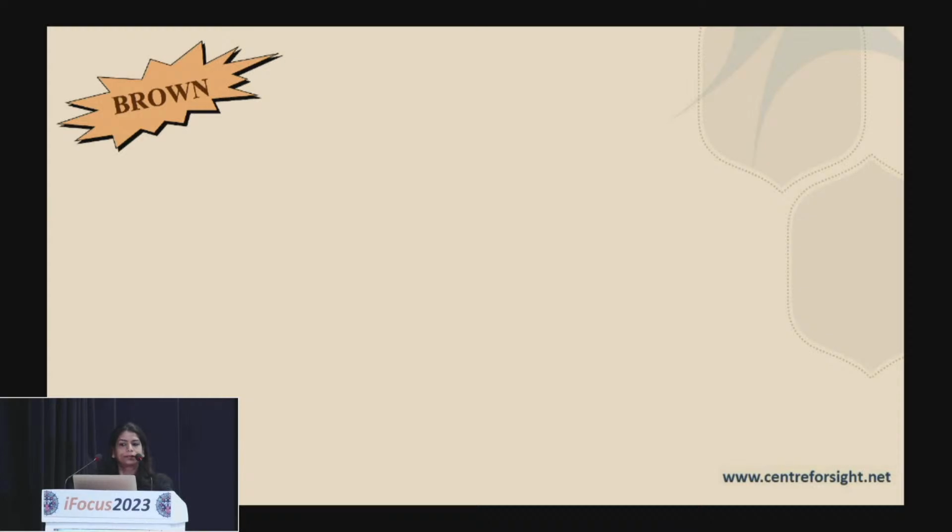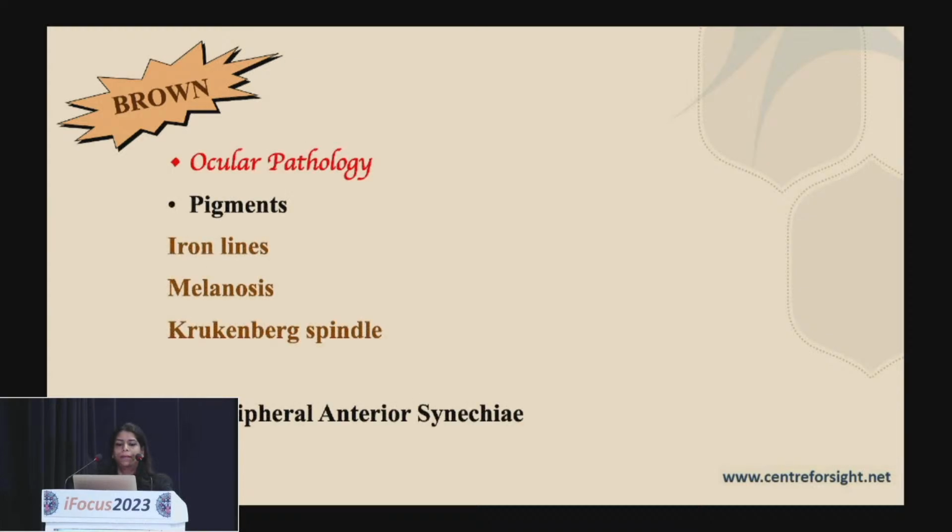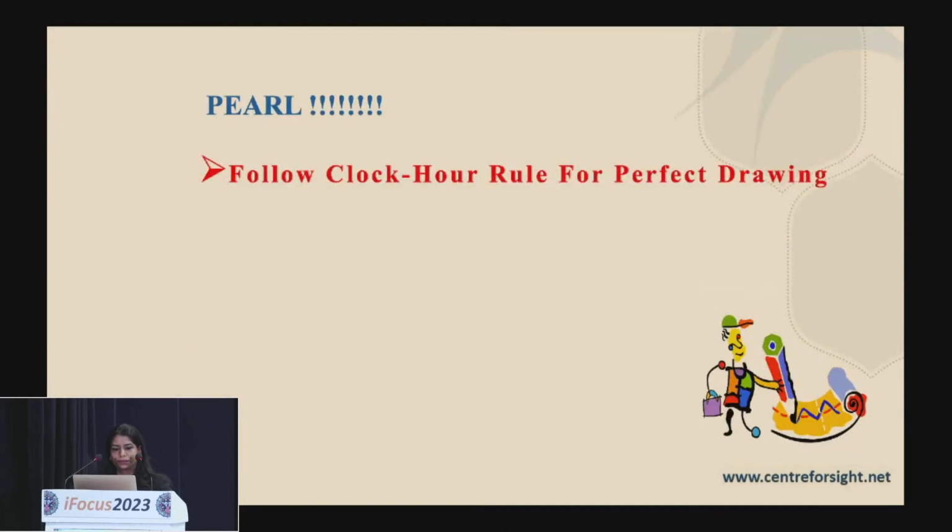Brown color. It represents pigments. Any kind of pigments, just draw it with brown color. Peripheral synechiae, iris and pupil are drawn with a brown color.